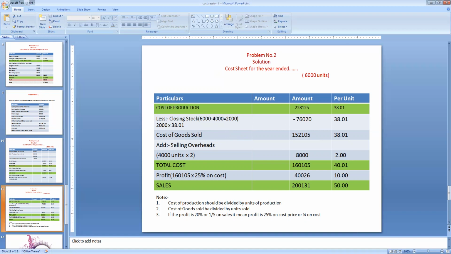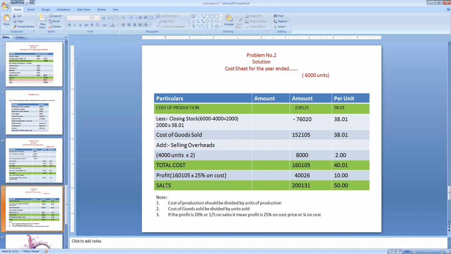Now we should go for adding the selling overhead. For selling overheads, it is already given that the units sold are 4,000 and the overhead incurred per unit is 2 rupees. That is 4,000 into 2, it comes to 8,000 rupees, and per unit it is 2. Then we add it, and the total cost comes to 1,60,105, and per unit it is 40 rupees.